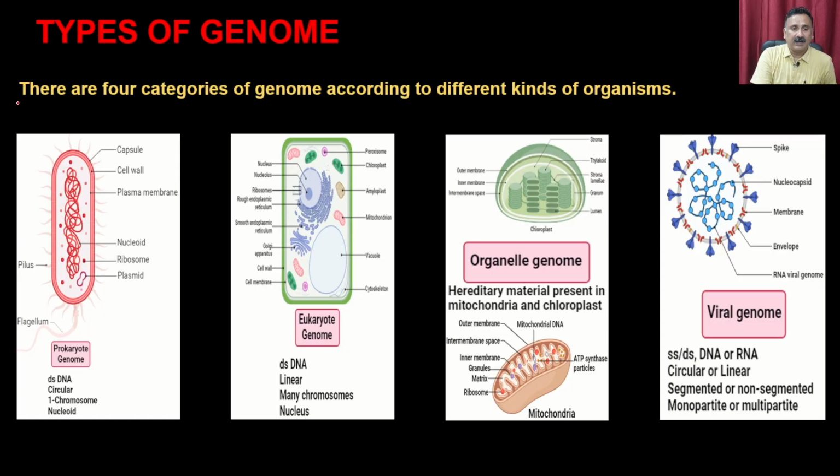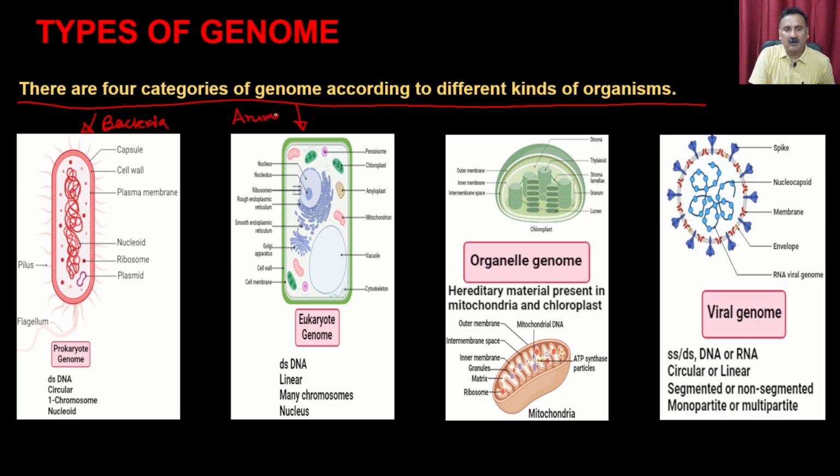So we have 4 categories of the genome, according to the organisms. You can have the prokaryotic organisms such as bacteria. You can have the eukaryotic organisms such as animal and plant. And then you can also have specialized types of organisms such as the virus. Okay, so in the case of bacteria, or in general the prokaryotic organisms, you can have the prokaryotic genome, which is going to be double stranded DNA, a circular chromosome, and it is also going to have the nucleoid. All these we are going to discuss in detail.